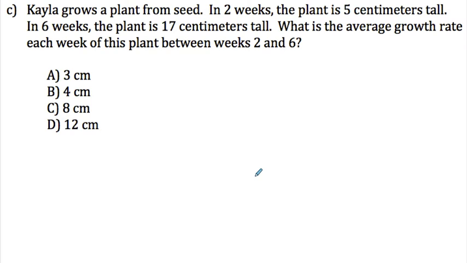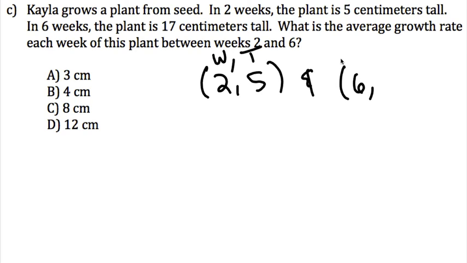Next, Kayla grows a plant from a seed. In 2 weeks, the plant is 5 centimeters tall. Okay, so that means we have the point 2, 5. Okay, after 2 weeks, this is weeks. How tall was it? After 2 weeks, it was 5 centimeters tall. Then we have this other point. In 6 weeks, the plant is 17 centimeters tall. What is the average growth rate each week that this plant will have between weeks 2 and 6?